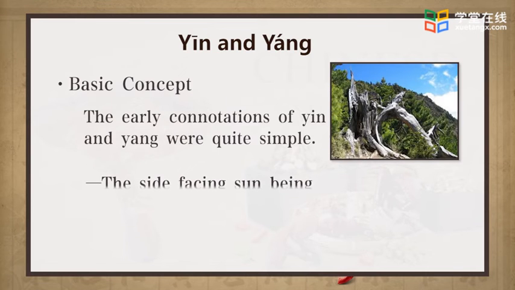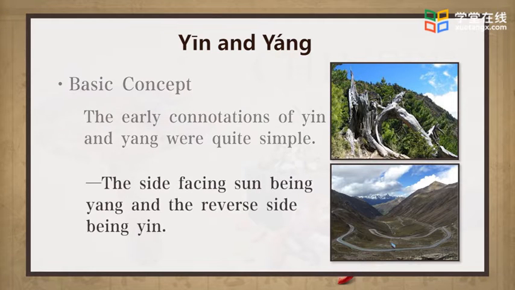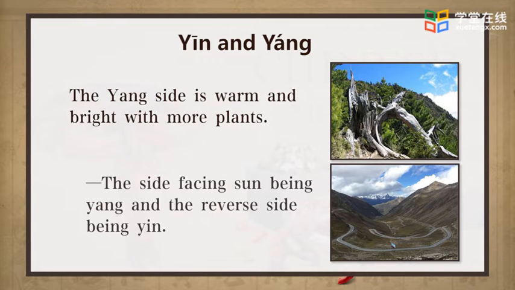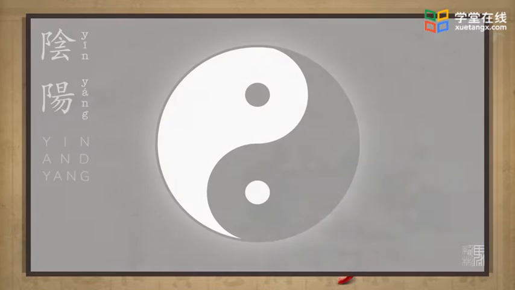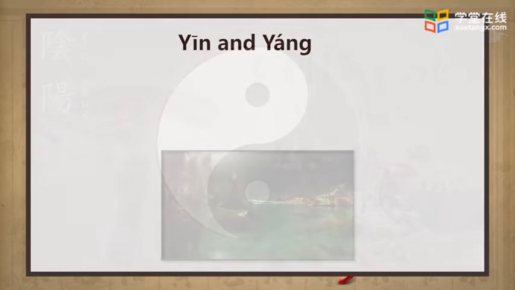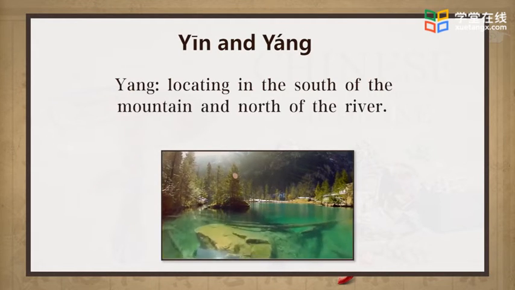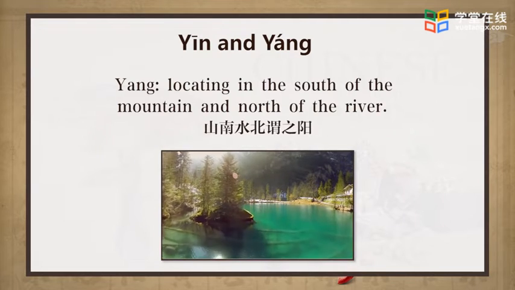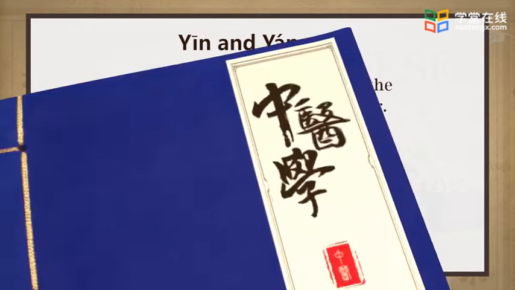The side facing the sun is yang, and the reverse side is yin. Since the yang side is always warm, bright, and has more plants, while the yin side is cold, dim, and has fewer plants, the meaning of yin and yang was gradually extended. Yang is defined as locating in the south of the mountain and the north of the river, while yin is defined as locating in the north of the mountain and the south of the river.